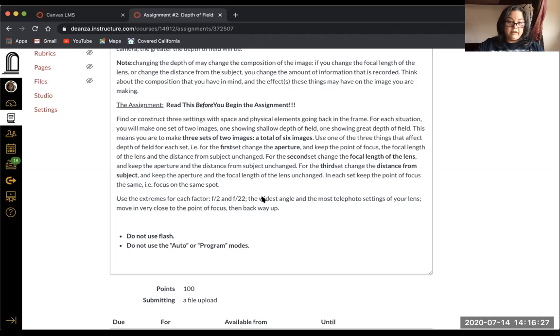And what you'll change is your physical distance from the subject. So to show shallow depth of field, you'll come in close to the subject. And to show great depth of field, you'll back up. So change the distance by probably at least 5 feet, I would say. Okay.